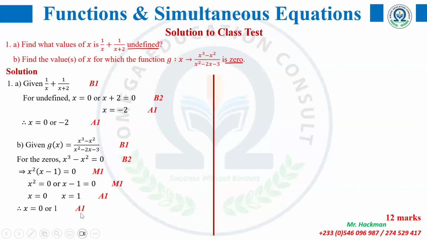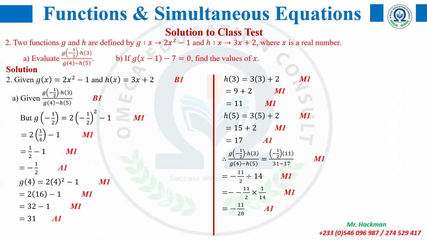You come and neatly draw your conclusion. Therefore, s is equal to 0 or what? Or 1. So that will be it for question 1. And the total mark for question 1 is what? Is 12. Now let's move on to question 2.